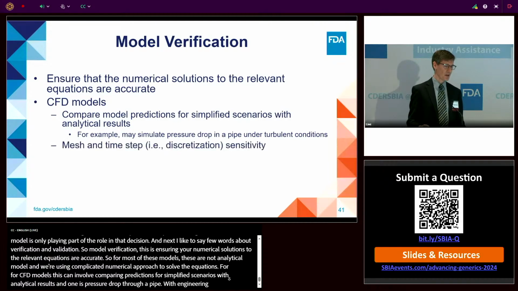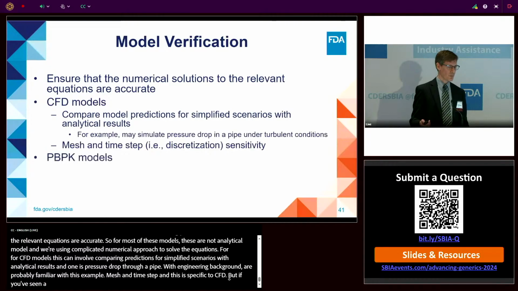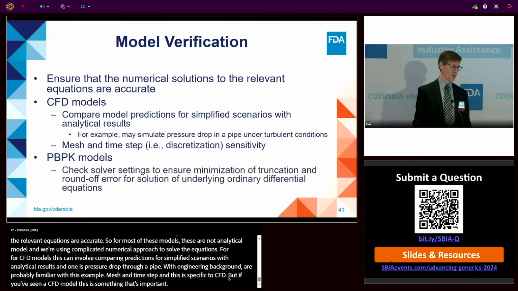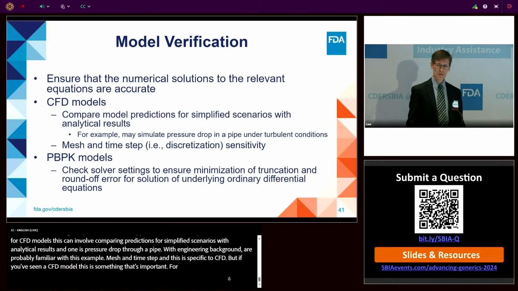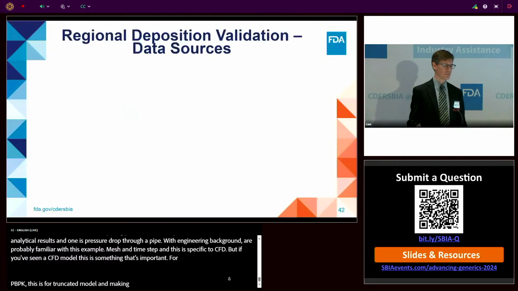Mesh and time step sensitivity, this is something sort of specific to CFD. But if you've ever seen a CFD model, this is something that's important. For PBPK models, this can look like checking the solver settings to make sure that truncation and round-off error have been minimized. So it's just essentially making sure that your model is working the way it's supposed to.